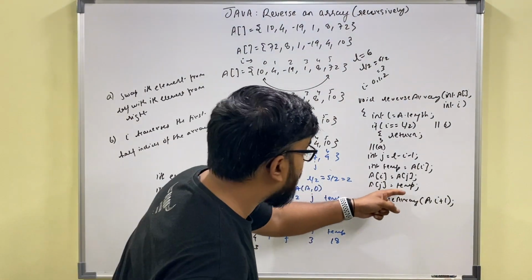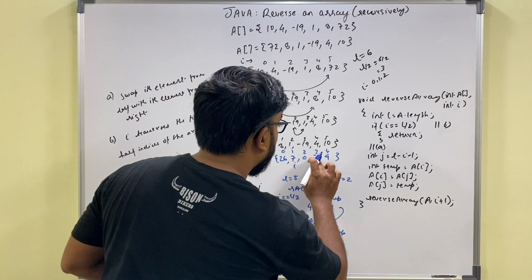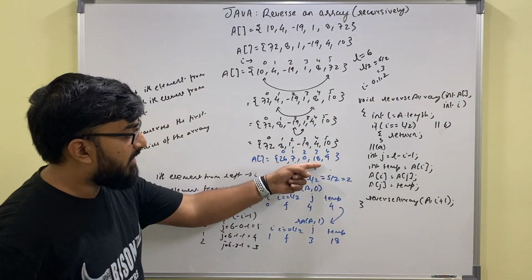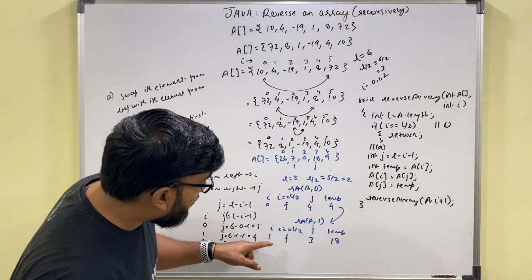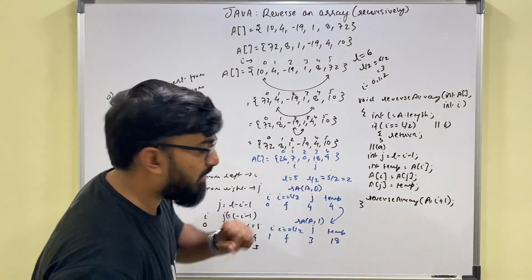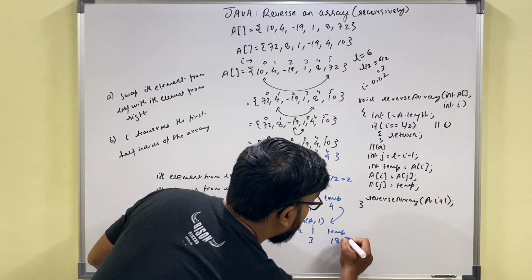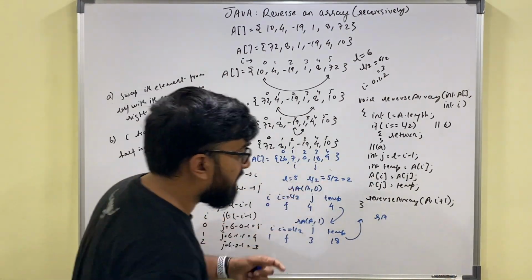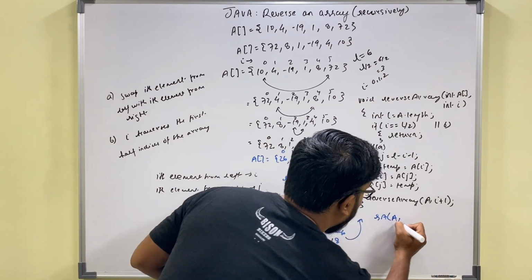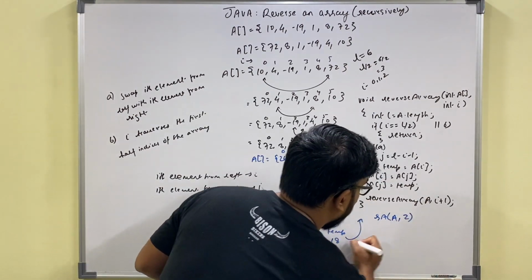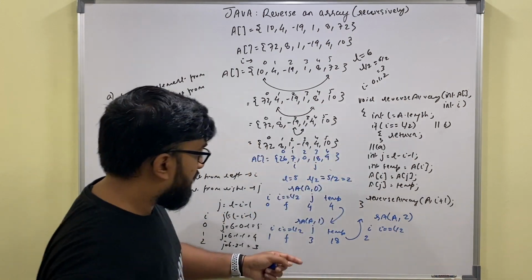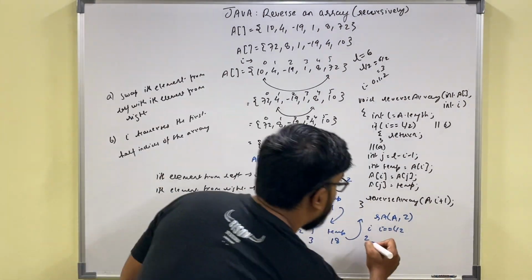And then you set A of J to temp, which becomes 18. 18 comes here. So the values at index I and J, 1 and 3, were swapped. You call reverse array again, a recursive call with the same array A and I plus 1, which is 2. So I is 2. Is I equal to L by 2? 2 equal to 2 is true.